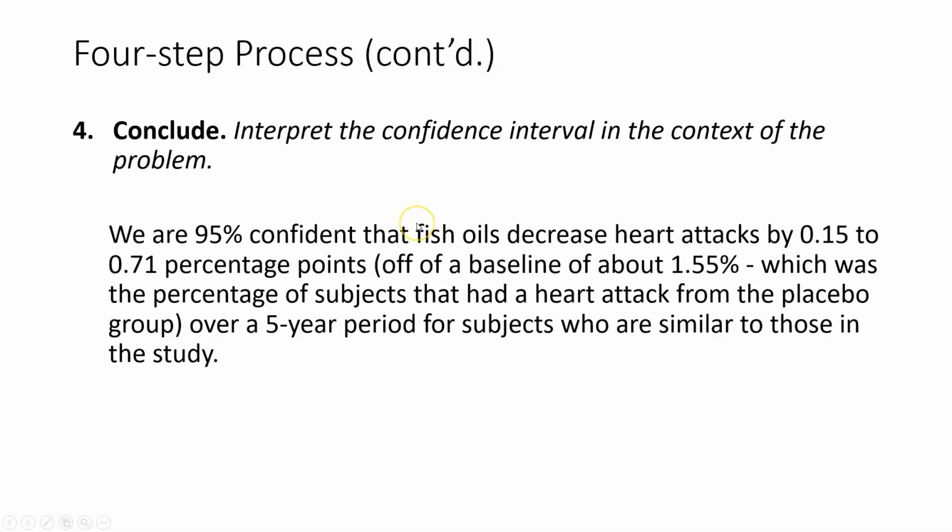So we can state we are 95% confident that fish oils decrease heart attacks. Let me stop right there for a moment and tell you where the word decrease came from. Remember on the previous slide, our values for the endpoints of the confidence interval were both negative, and that implies a decrease of heart attacks in this case. By 15 hundredths to 71 hundredths percentage points, and let me pause again and note that instead of putting the proportion values as decimals, which we had calculated, I'm expressing them as percentages. And that's very common when we write confidence intervals, that we turn proportions into percentages instead.